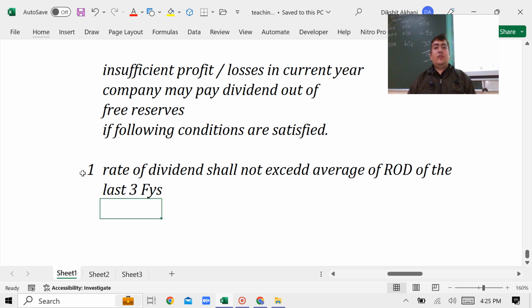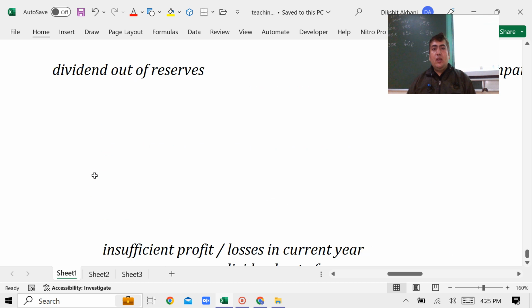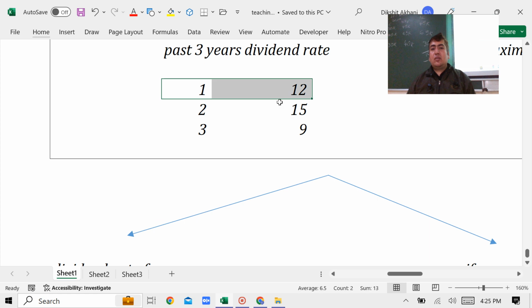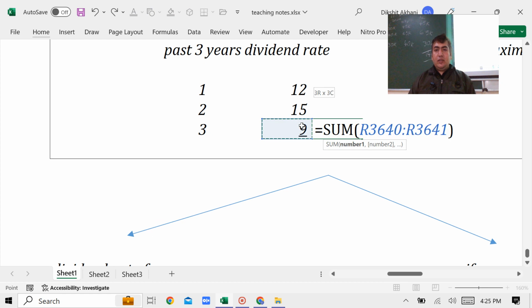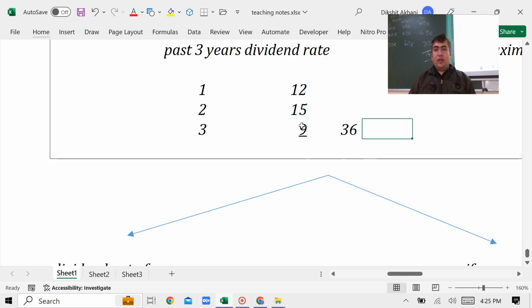So look at the data and tell me whether there is any information or hint given where it provides the last 3 years' rate of dividend. Come on guys, don't take this as a normal hint. It is actually a very important hint. So what we have to do is make the sum of these, and after this divide by 3. So on an average it is coming to how much? 12%.